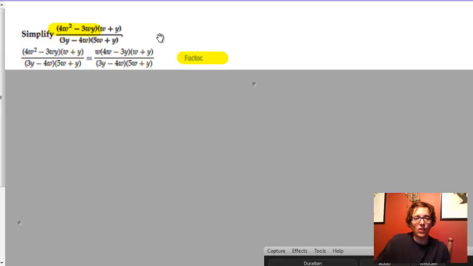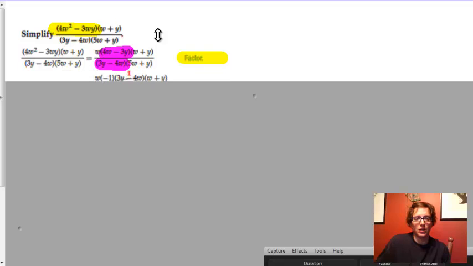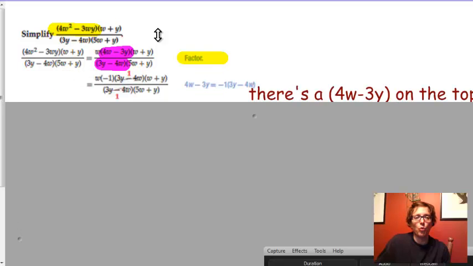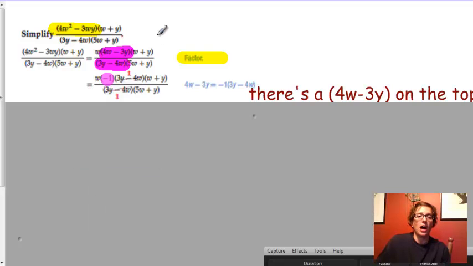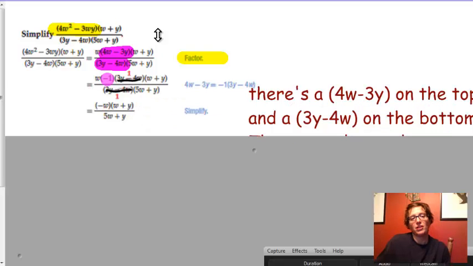I still don't have anything on the top and on the bottom, but I do have things that are kind of close. Look at that, 4W minus 3Y and 3Y minus 4W. When you have things that are kind of close, you can stick a -1 in there. See that -1? They then flipped that top one so it matched up with the bottom. Now you have 3Y minus 4W on the top, cross it off, and on the bottom, cross it off. Rewrite the problem with the things crossed off. There's your answer.